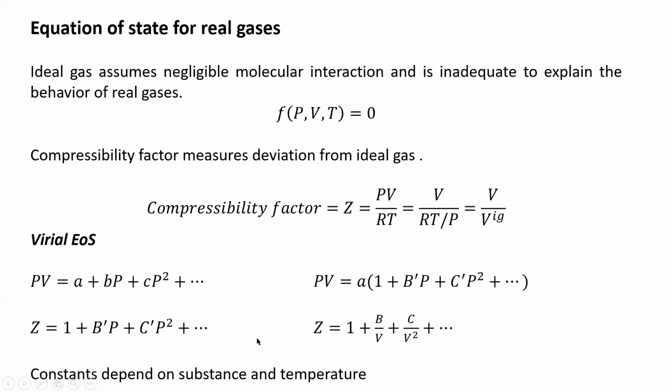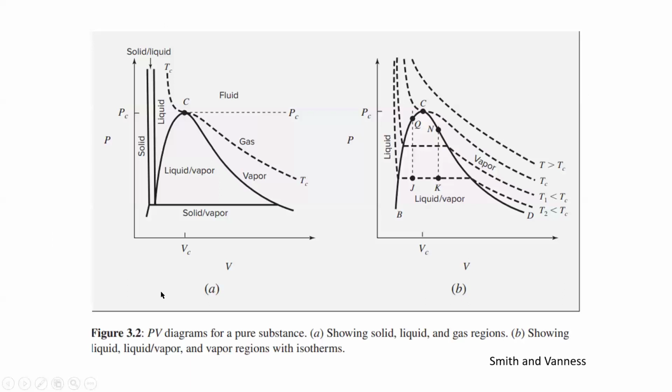As we have now expressed this product in terms of pressure, it can also be expressed in terms of volume in this format. And here all these B, C, B prime, C prime, all of these are dependent on the substance and the temperature. These are polynomial kind of expressions, which we can see in this figure.